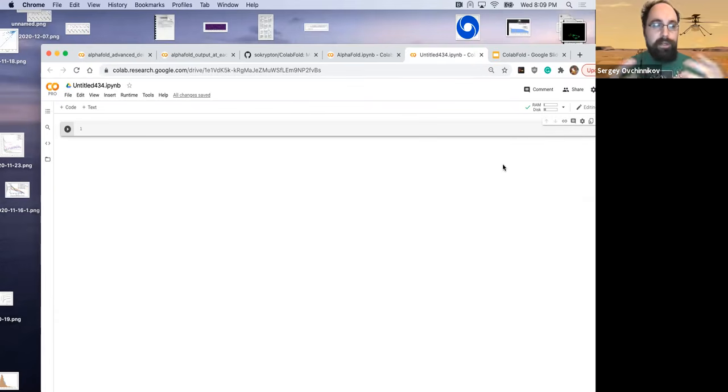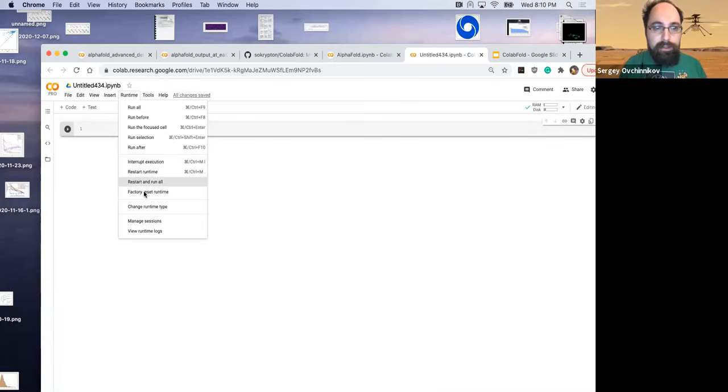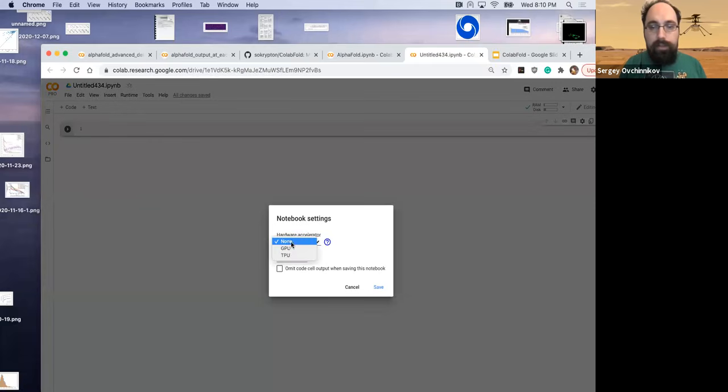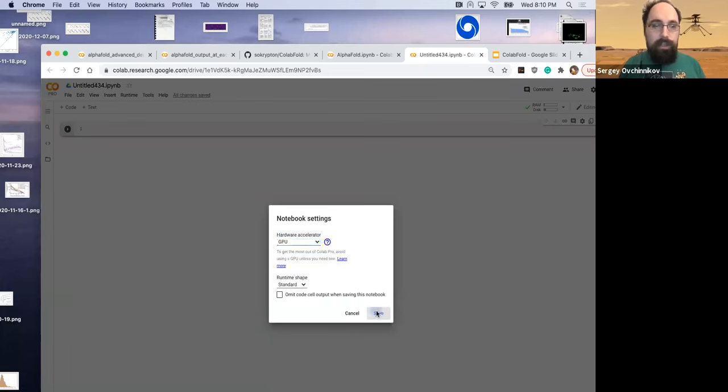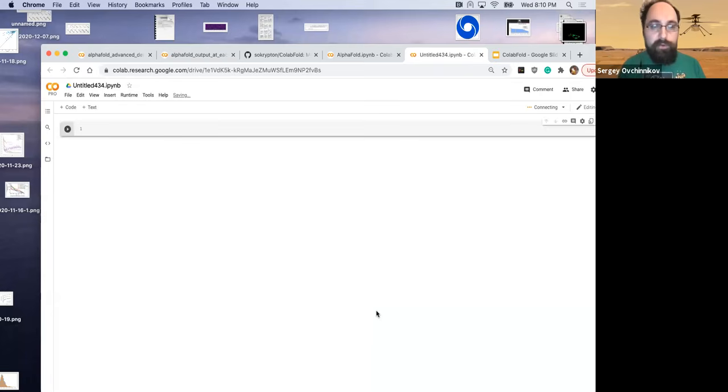By default, you get connected to one of the computers that only has a CPU. But it turns out what you could do is click on runtime, change runtime type, and say, you know what, I actually want a computer that has a GPU on it or a TPU on it. And the cool thing is Google will literally give you a free GPU for 12 hours and you can do with it whatever you want.